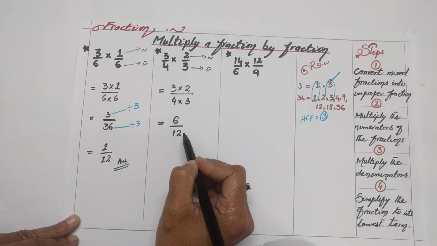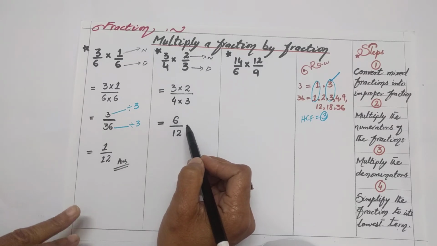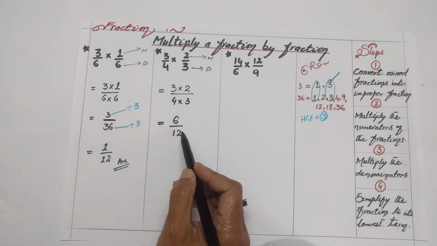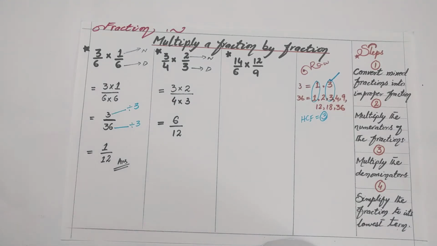So 6 by 12. 6 by 12 is a proper fraction. Now we have to check whether this fraction is in the lowest term, lowest form or not. So for that purpose we have to check the factors of 6. What are the factors of 6 and 12?